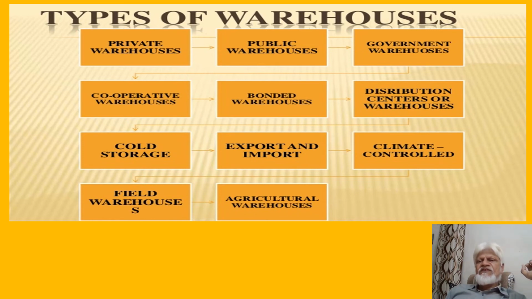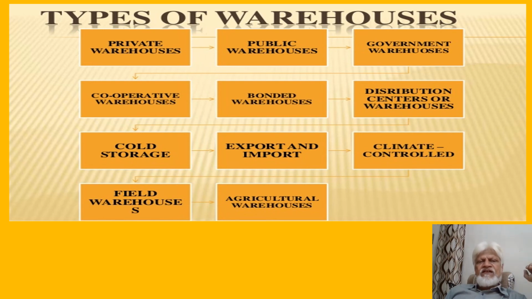Then there is the distribution center or warehouse. You might have a centralized warehouse, for example one for Karnataka at Bangalore. Then you might have various warehouses at various locations, like the northern part of Karnataka, the southern part, the eastern part, and the coastal area, depending on need.